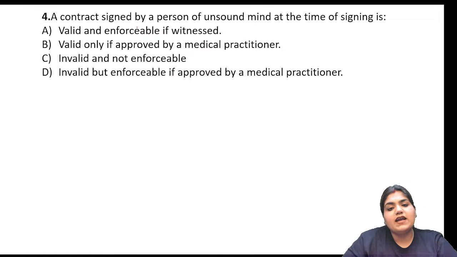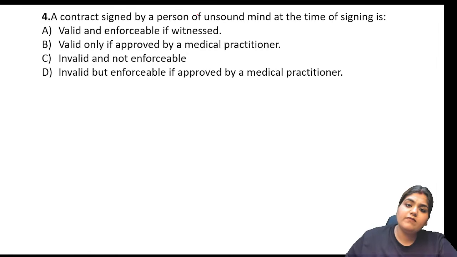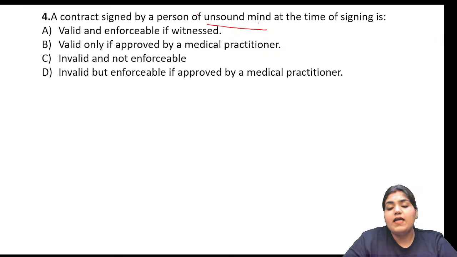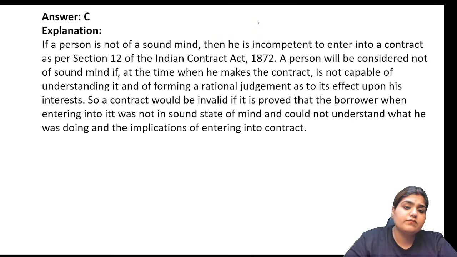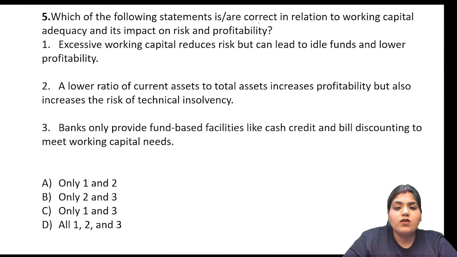A contract signed by a person of unsound mind at the time of signing it is invalid and unenforceable because he is of unsound mind. He was unsound while he was signing the contract. Then he cannot enter into a contract. Which of the following statements are correct in relation to working capital adequacy and its impact on risks and profitability?